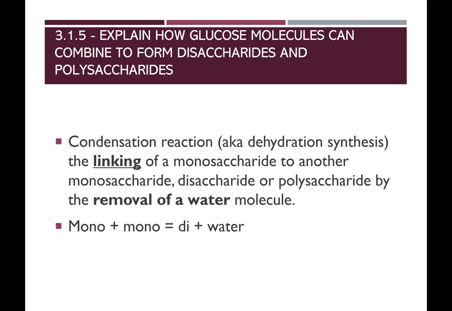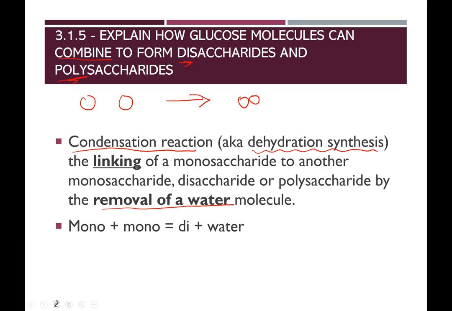Okay, so 315, explain how glucose molecules can combine to form disaccharides and polysaccharides. So what we're talking about is taking individual rings like we saw on the last page and linking them together. The way that we do that is by something called a condensation reaction. We also hear it called dehydration synthesis. And basically what we're doing is we're going to remove a water to join two things together.